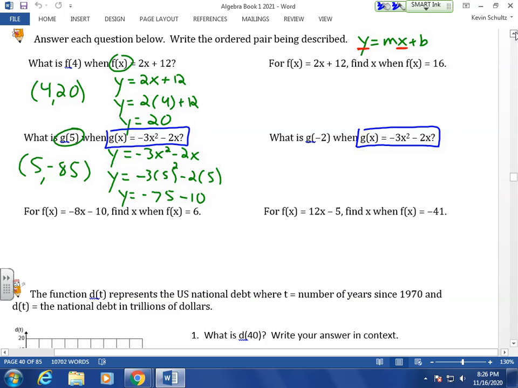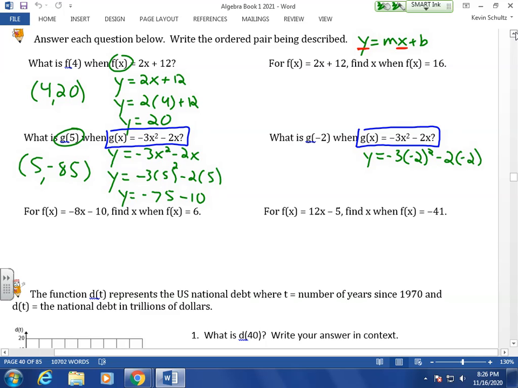But I'm just asking you now, okay, so when x is 5, the output's negative 85. What about when x is negative 2? What is the output then? It's just trying something else. What is y when x is negative 2? That's what this one's asking. So again, we're going to plug in our value for x, this time negative 2.